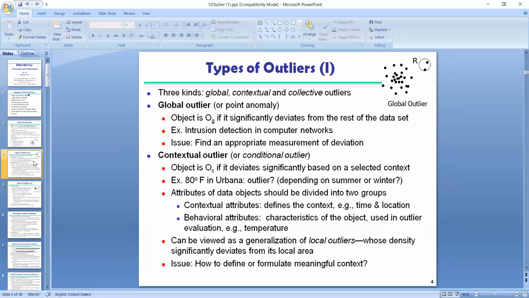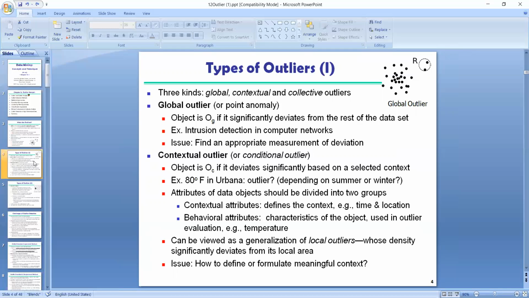So we'll see what a global outlier is. In a given data set, a data object is a global outlier if it deviates significantly from the rest of the data set. Whatever data set we have, if one or two data points show significantly different behavior, then we can call it a global outlier. A global outlier is also known as a point anomaly, and it is the simplest type of outlier. Most outlier detection methods are aimed at finding global outliers.